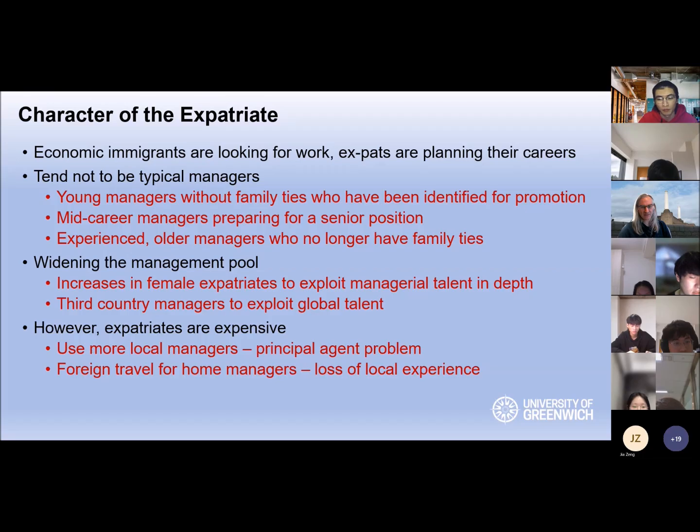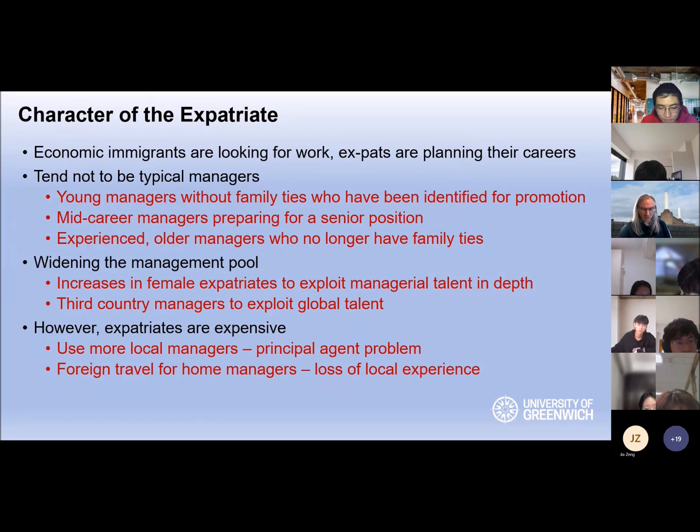Mid-career managers, perhaps ambitious to take on a senior position, but it's difficult for them because they may have family ties. And then experienced older managers who have no family ties. They've got as far in the company as they're ever going to get. There's going to be no more promotion for them. So it's a good opportunity for the company to disseminate their long years of experience. And it's also a bit of a treat, a bit of a thrill for the older manager to spend the last 5 years of their working lives in a foreign country.